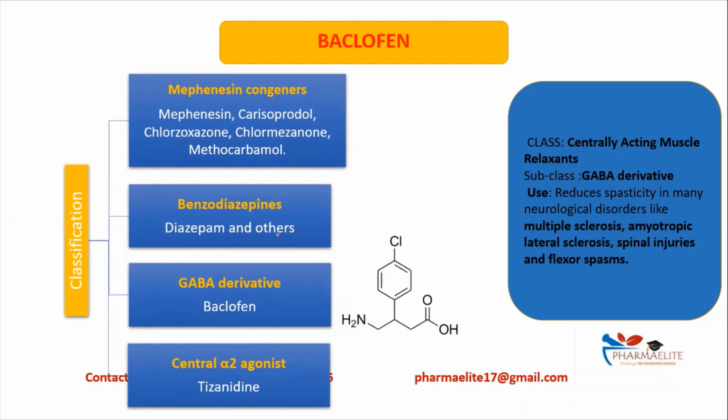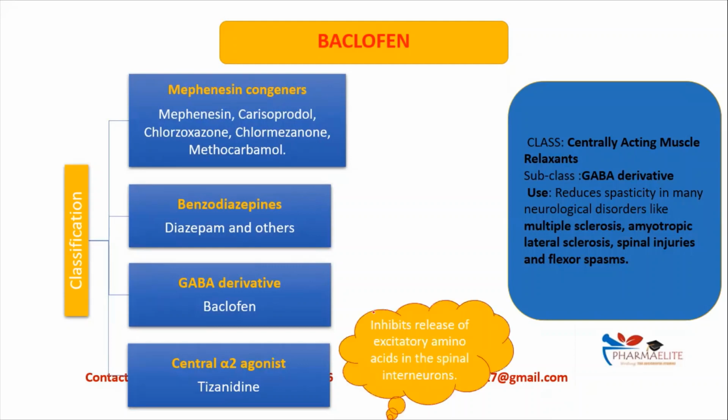The next category is GABA derivative. This is the structure of baclofen. The structure is derived from GABA. It is not synthesized from GABA. The next category is central alpha 2 agonist. These are the drugs which inhibit the release of excitatory amino acids in spinal interneurons, and the drug is tizanidine.